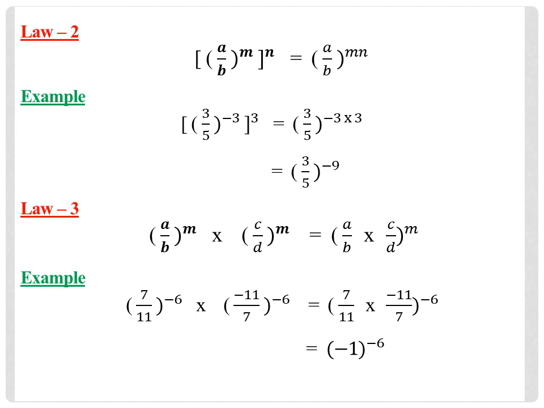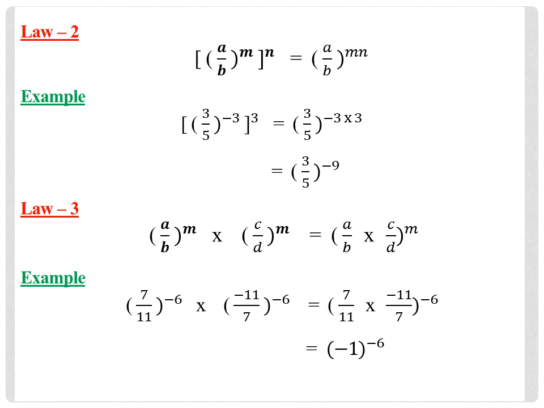Law 2: (a/b)^m raised to power n. It means the base is the same, the base has a power m and again another power n. Then if the base is the same, the powers are multiplied. So we get (a/b)^(mn). It means m and n multiply each other and we get (a/b) raised to power mn.